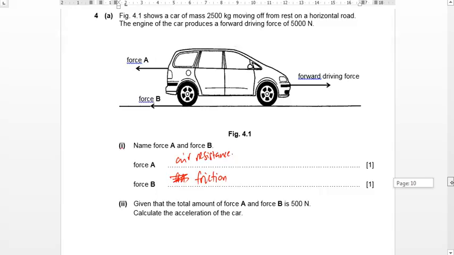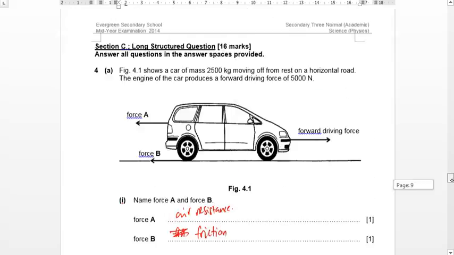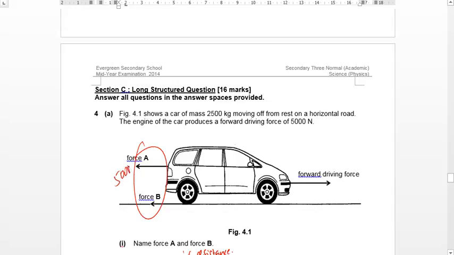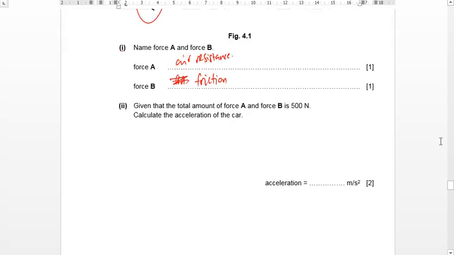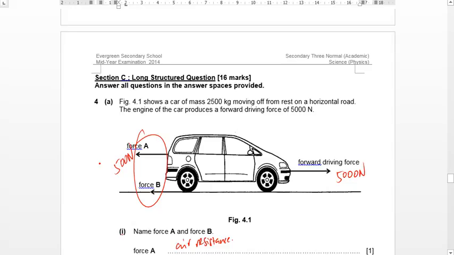Part 2. Total amount of force A and B is 500. Okay. These two, 500. Then there's a forward driving force. Calculate the acceleration of the car. What is the resultant force? You have 500 behind, 5,000 in front. Resultant force is 5,000 minus 500. Okay, this is your resultant force.